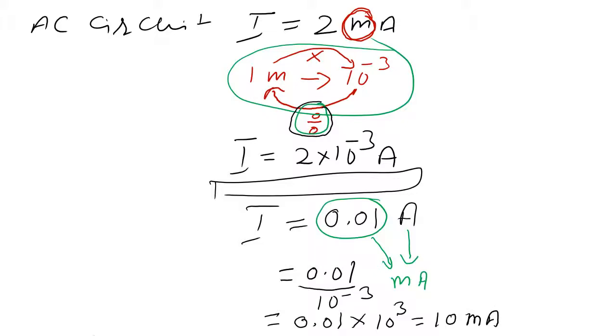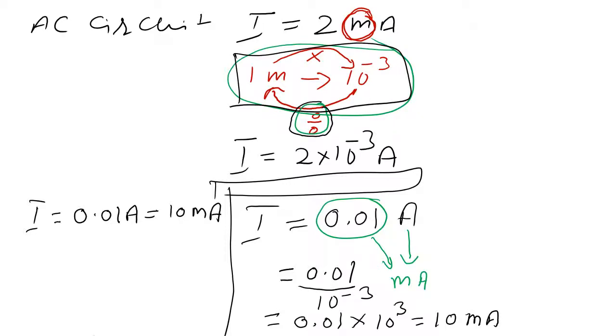So the meaning is this current is equal to 0.01 ampere. This is same as 10 milliampere. So sometimes the question may say find the current in the particular unit. So you have to change according to the rule given. So this is the rule. So follow this rule.